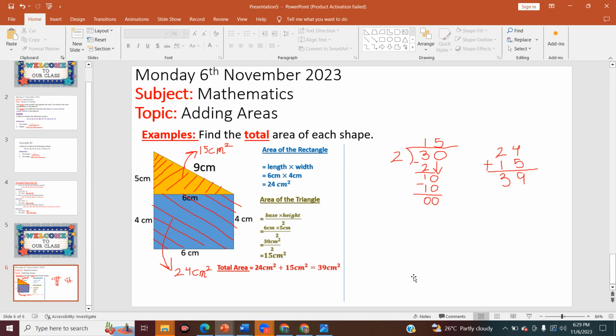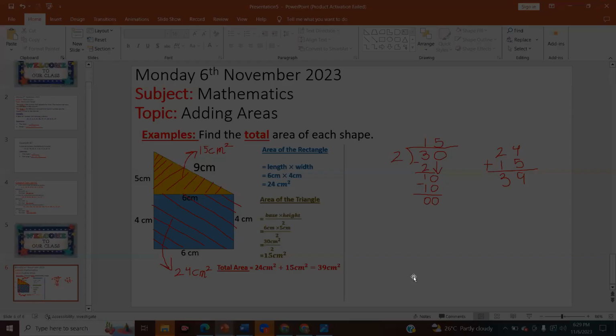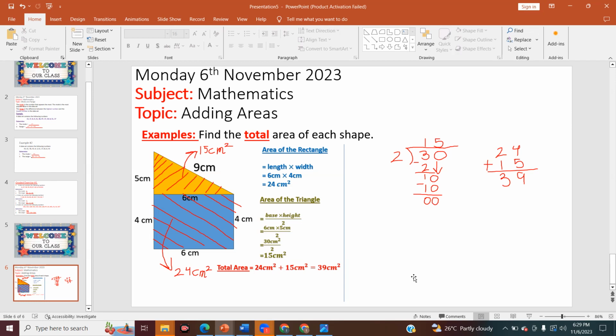Somaya, is Somaya here? Okay, can't hear from Somaya. Nevaeh, do you understand how we got 39 centimeters squared? Nevaeh Wallace? No, I can't hear from Nevaeh anymore. Nathan, you understand how we got 39 centimeters squared? Yes, sir. Okay. And Nathan, you understand? Yes, sir. You sure? Yes, sir. And Michael, do you understand? Yes.